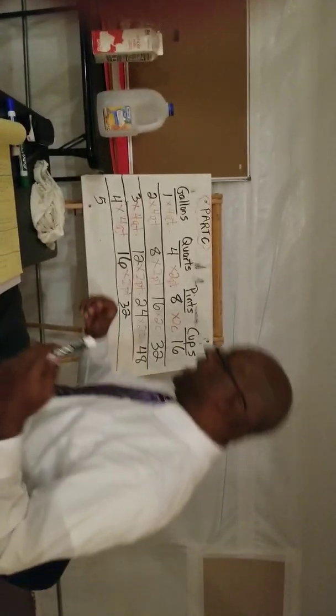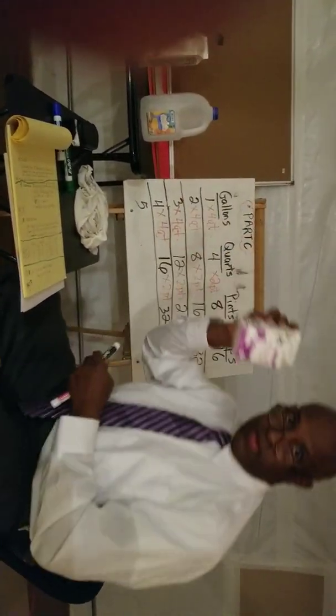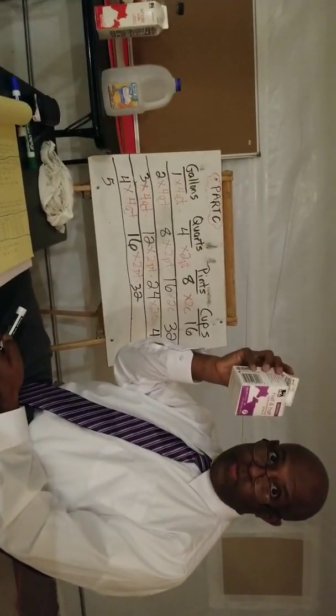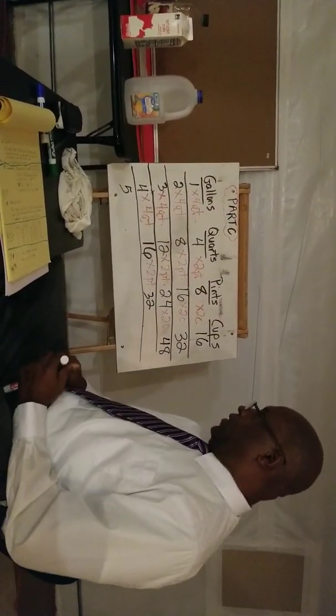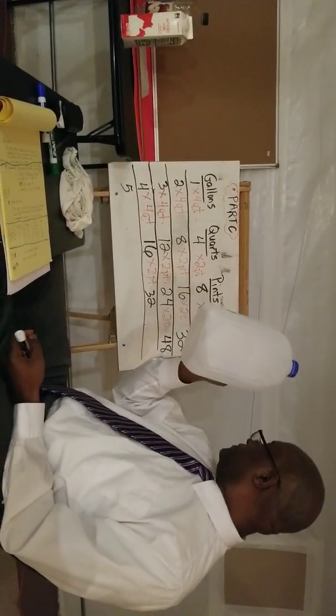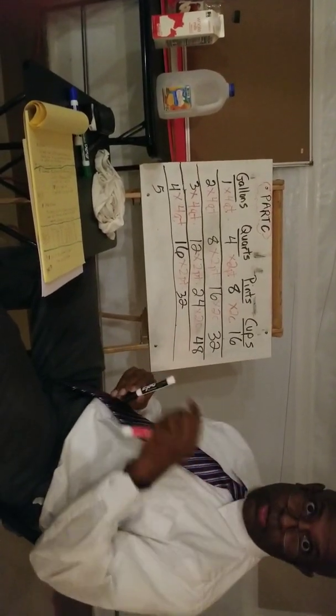Now, so we have the pint. We're talking about this pint. Pretend you have 32 of these pints, okay? 32 of them, okay? Now we have 5 gallons. We have 32 pints. How many cups are those?